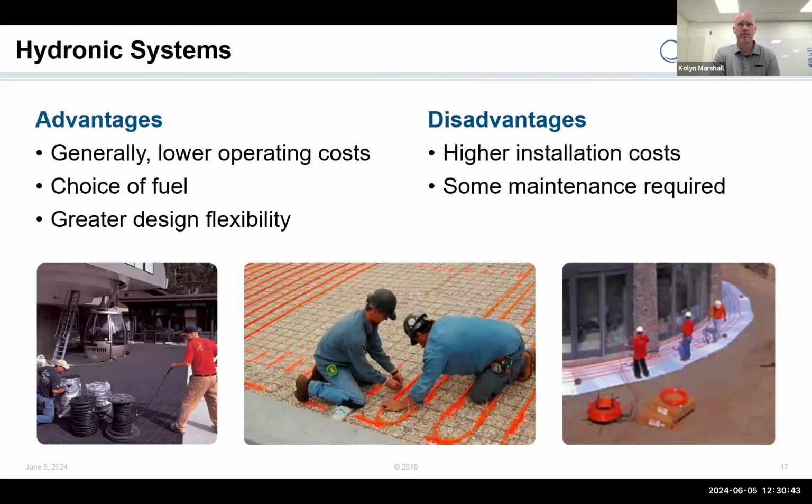Conversely, almost everything on a hydronic system is going to be opposite of an electric system. Advantages are typically lower operating costs, the fuel choices I mentioned, and design flexibility, but it can have higher installation costs because there are more parts and pieces, and depending on the square footage, your cost per square foot is going to vary greatly. Electric systems are usually pretty flat on the cost per square foot. Whether it's 1,000 square feet or 10,000 square feet, your cost per square foot is almost exactly the same.